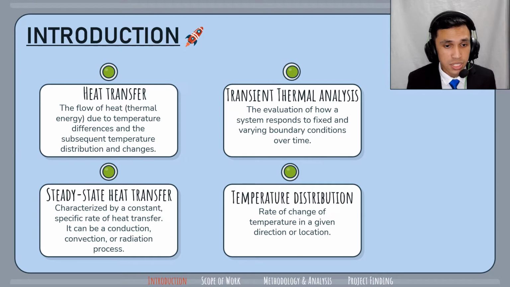Next, steady state heat transfer. It is characterized by a constant, specific rate of heat transfer. It can be a conduction, convection, or radiation process. We can differentiate steady state and transient from the boundary conditions used, such as the transient uses time but not the steady state heat transfer. Finally, the temperature distribution. It is the rate of change of temperature in a given direction or location.